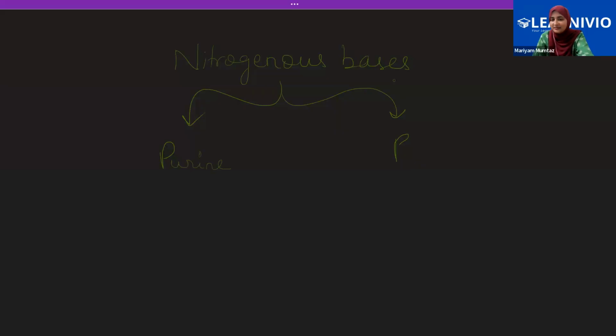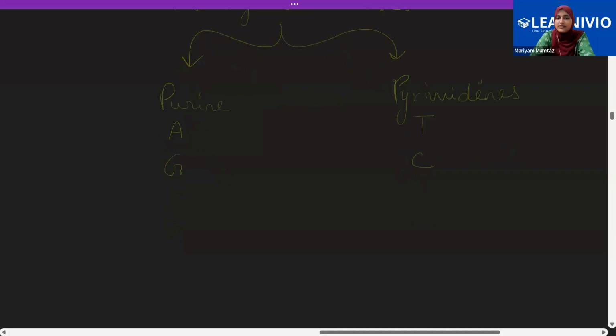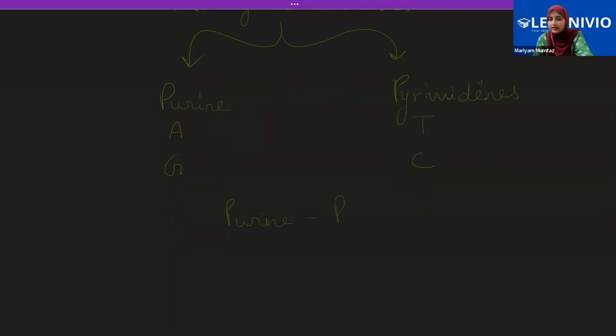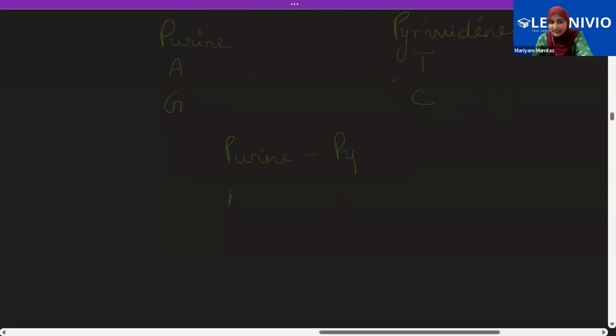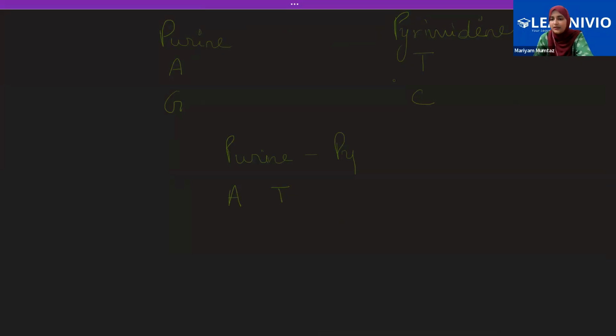Purine and pyrimidine, right? So nitrogenous bases are of two types, purines and pyrimidines. Adenine and guanine are the purines. Thymine and cytosine are the pyrimidines. Always remember, a purine pairs up with a pyrimidine. If adenine pairs with thymine, there will be two hydrogen bonds between them. Same way, guanine pairs with cytosine with three hydrogen bonds.